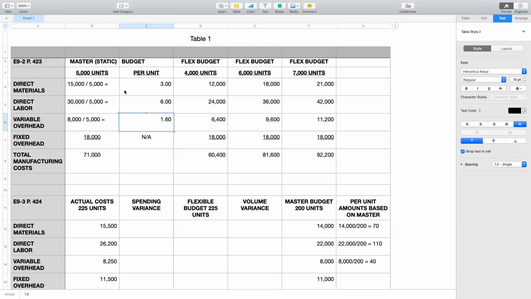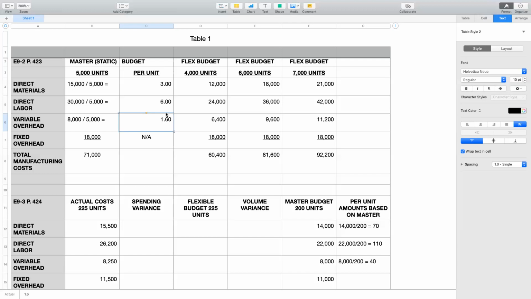Anyway, so let's figure out the per unit amounts. If we're going to spend $15,000 on direct materials and we're making 5,000 units, that means we're spending $3 a unit on material. For labor, if we're spending $30,000 to make 5,000 units, that means we're spending $6 per unit, right? Remember, these are belt buckles. With variable overhead, we're spending $8,000 to make 5,000 buckles. That's $1.60 a buckle. We don't have to worry about per unit amounts with fixed cost. So the total manufacturing cost, 15,000 plus 30,000 plus 8,000 plus 18,000 is 71,000.